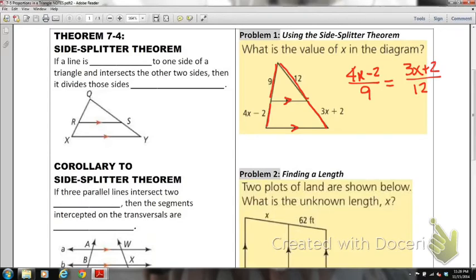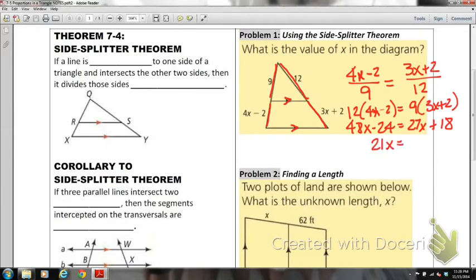Don't forget to use the distributive property when you multiply 12 times the 4x minus 2 and the 9 times the 3x plus 2. So you're going to get 48x minus 24 is equal to 27x plus 18. Subtract the 27x from both sides, you'll get 21x on the left. Add the 24 to both sides, and you're going to get 42 on the right. Divide both sides by 21, and x is equal to 2.